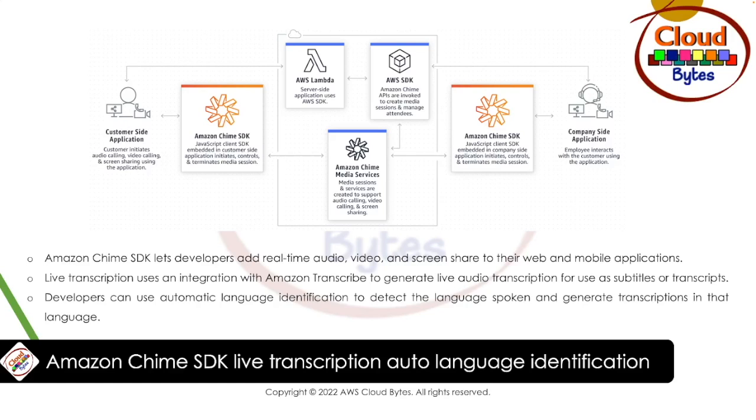Live transcription uses an integration with Amazon Transcribe to generate live audio transcription for use as subtitles or transcripts. Developers can use automatic language identification to detect language spoken and generate transcriptions in that language. Amazon Transcribe can automatically identify the dominant language for transcription generation. The identified language is provided in the data message for incorporation into the user interface as desired.